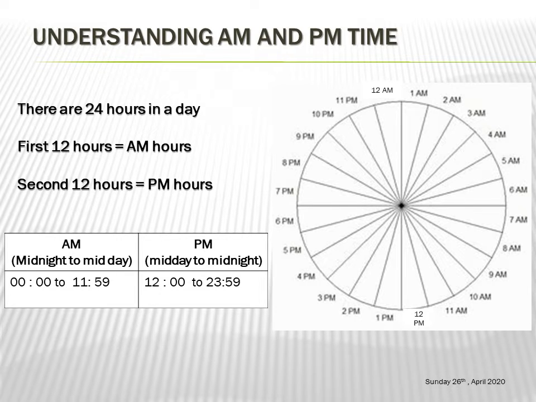Now, I'd like you to understand the AM and PM time. I'm going to explain 12 and 24-hour time. But before I do that, it is very important for you to know how the AM and PM time is, or when is AM and when is PM. You know there are 24 hours in a day, right? And we have the first 12 hours and the second 12 hours.